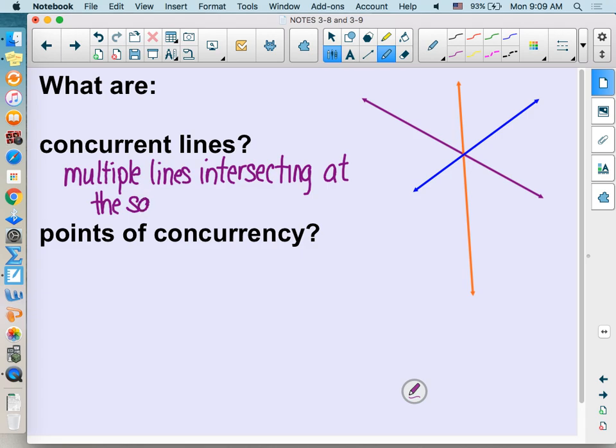In the diagram I've got, you may want to sketch yourself one on your sheet. I have a set of concurrent lines. They are concurrent because they meet at that one intersection point. The lines themselves then are concurrent. Parallel lines are not concurrent. The point of concurrency then is that individual point, that one location where all the lines come together.